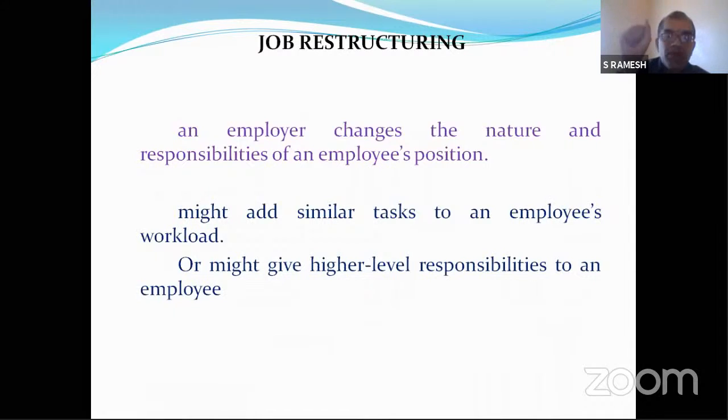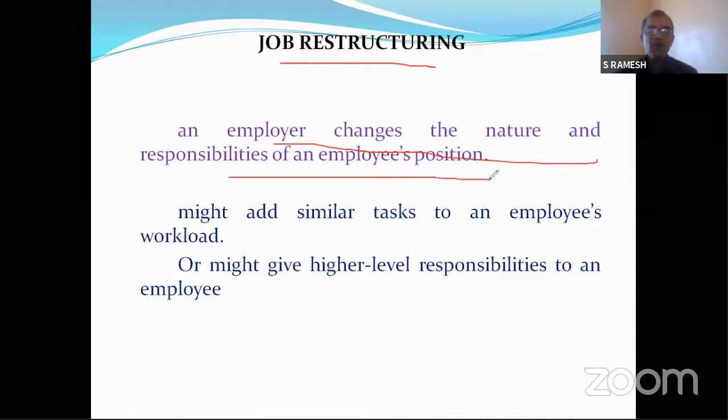Job restructuring implies you have already specified what is required in a job and what an employee has to perform, but you are going to change it, you are going to remodel it. That is what we mean by job restructuring. In job restructuring, an employer changes the nature and responsibilities of an employee's position. The employee is already entrusted with certain responsibilities and duties, and you are going to change them. It is done by the employer, the person who gives you the job. He will change the nature of your job.